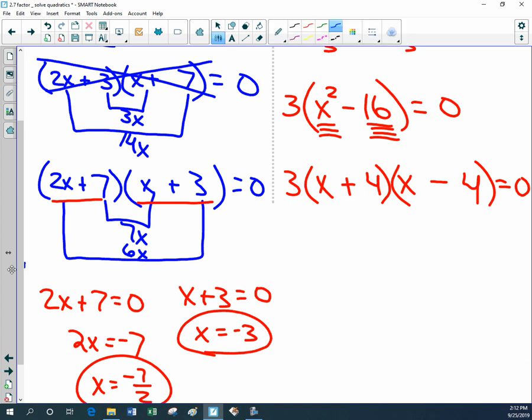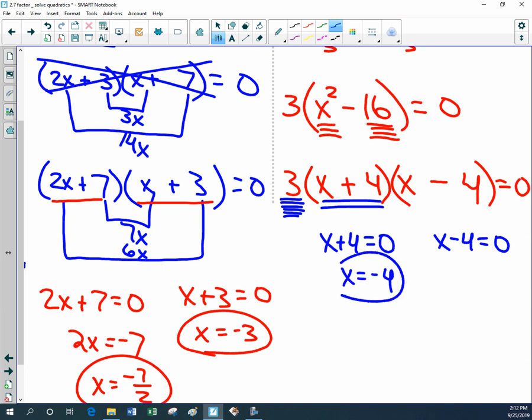The only part that sometimes becomes confusing to some people is that if the greatest common factor is only a number without a variable, then when we get to this step where we're solving, we pay no attention to it, because this is just 3. So in other words, we only want to find out what makes x plus 4 equal to 0 and what makes x minus 4 equal to 0. So we'd solve this, we get x equals negative 4. Solve this, we get x equals positive 4. Okay, so if x is a negative 4, that's going to make the statement true.